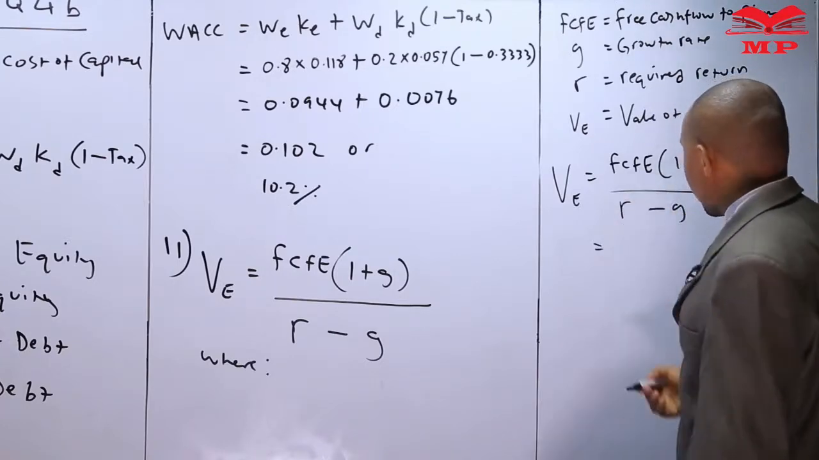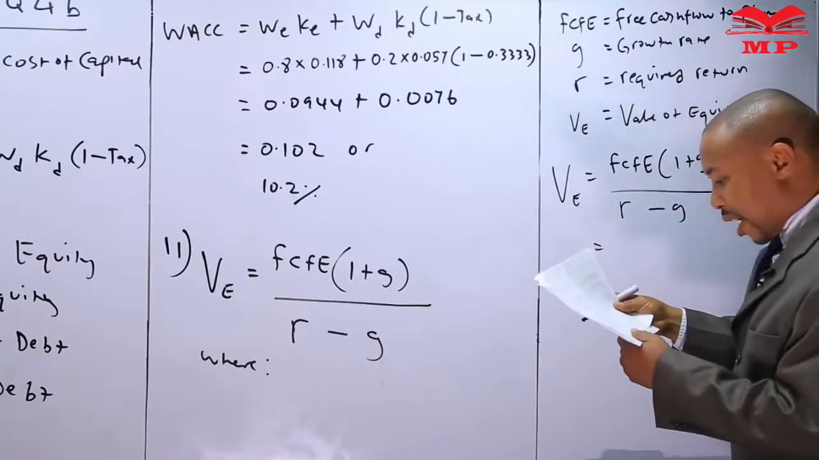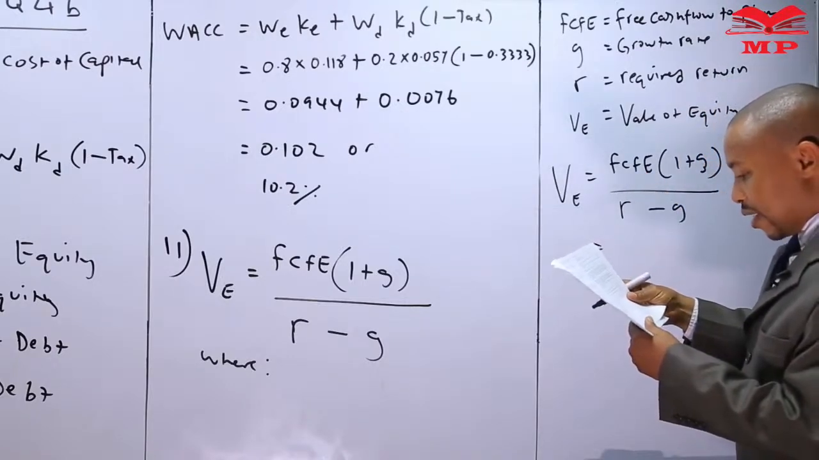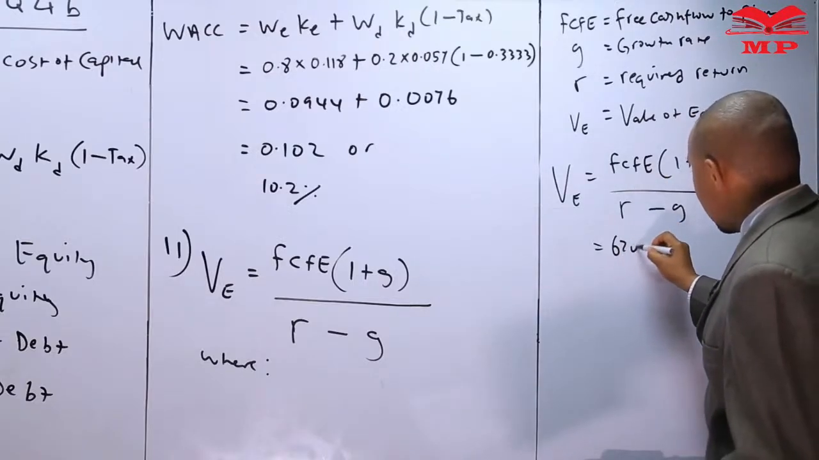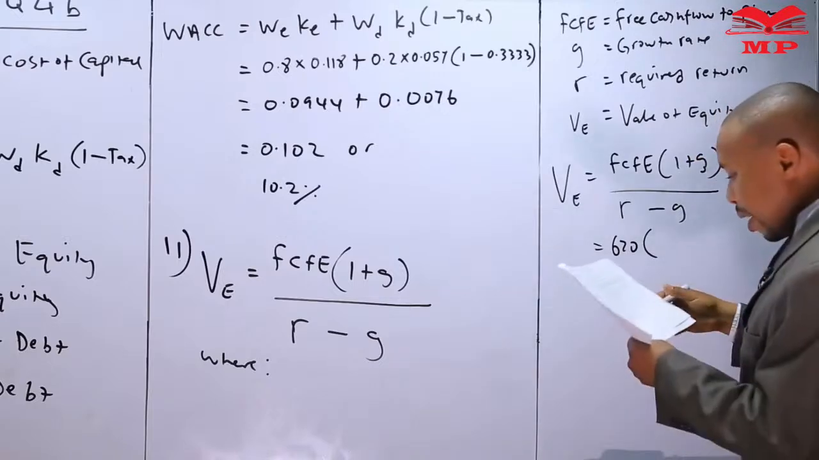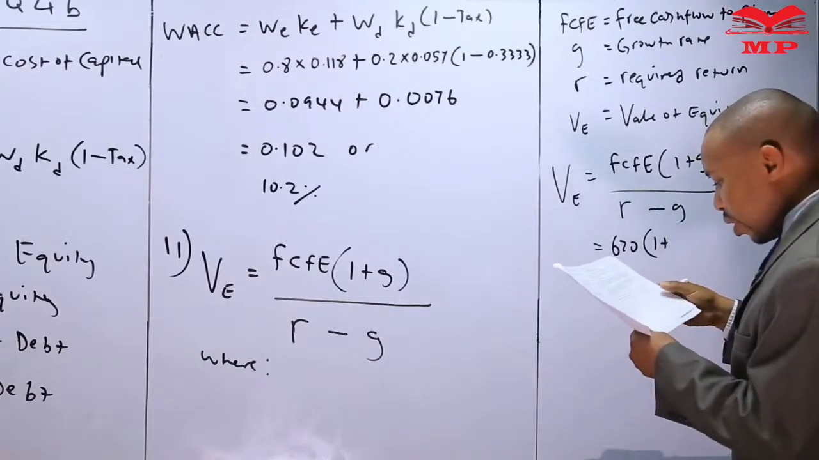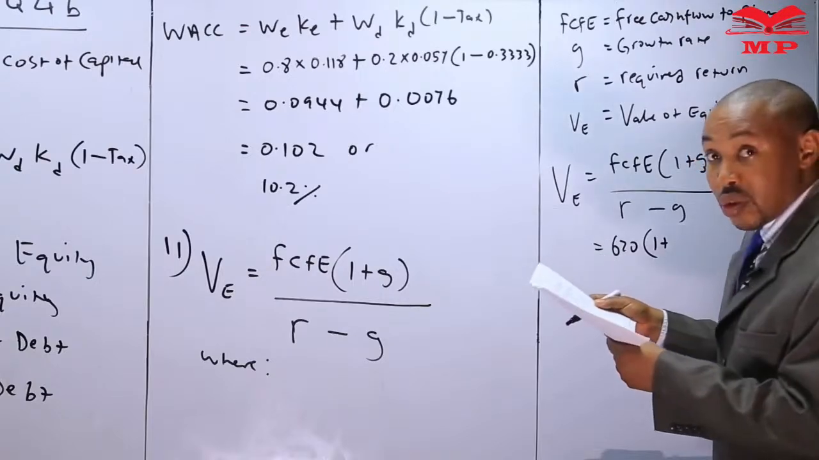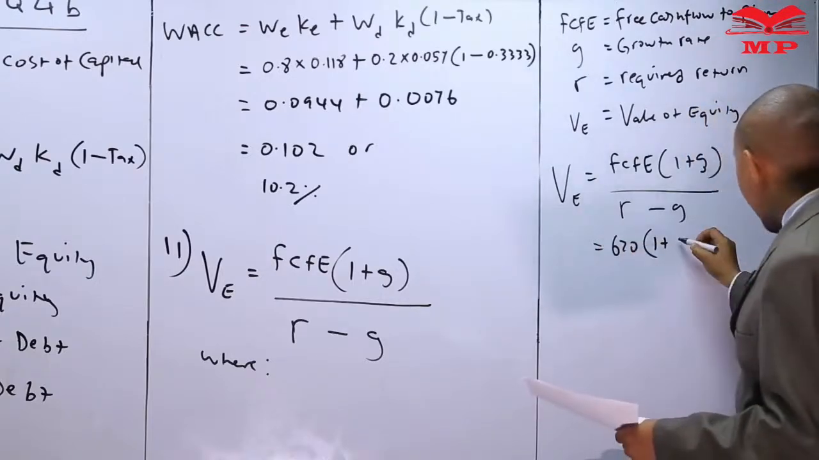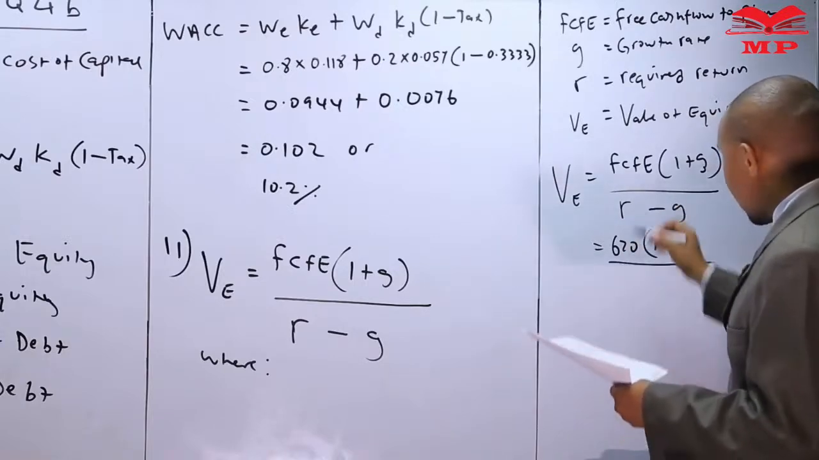We try and see if all of the inputs are there. Have we been given the free cash flow to equity? Yes, we've been given 620 million, so we work with millions. So we put 620. Then 1 plus G, so we have 1 plus the growth rate. The growth rate in FCFE hasn't been given. We've only been given the growth rate in FCFF. So we add 0 there, then we divide by required return.